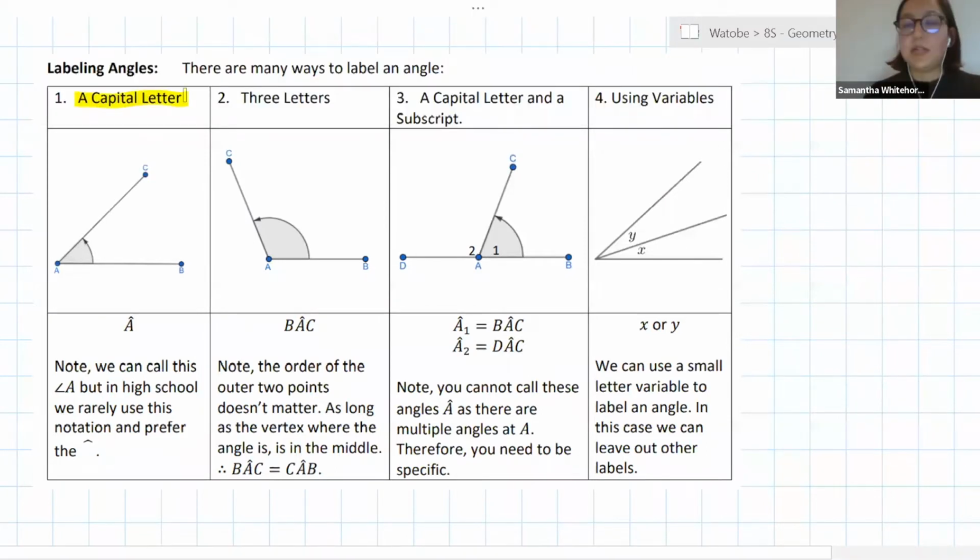The first way we can label an angle is just with a capital letter. This will be mostly in triangles and stuff where there's no other angles at that point. And so we can use a capital letter. Now, sometimes we can use the angle symbol, which is like a lopsided L, and then the capital letter. But most of the time we use the little hat on top of the letter that we are working with. So that little hat, that little triangle on top of the letter, is talking about an angle. So we are referring specifically here to angle A. Okay, so that's one way we can do it.